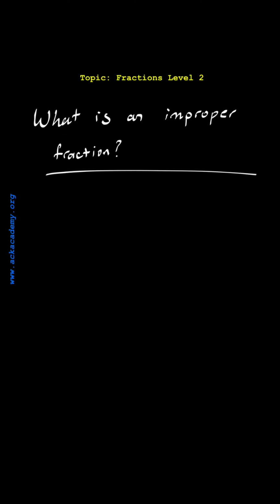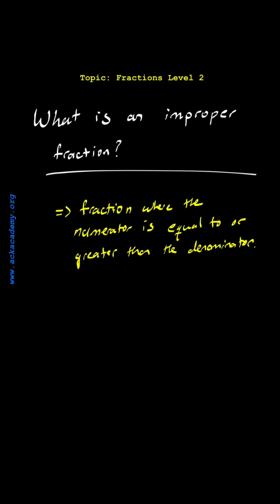What is an improper fraction? So it's a fraction where the numerator is equal to or greater than the denominator. Using this, you should be able to read that and write an example. So try that, and I'll also do that. So what's an example where the numerator is greater than or equal to the denominator?